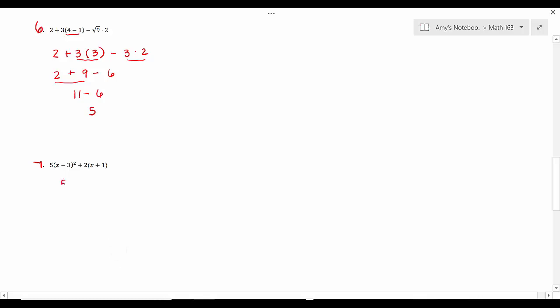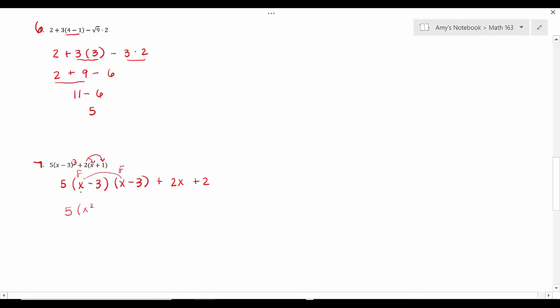Moving on and looking at number 7, we have a 2 here on the outside of the parenthesis, so we need to expand this x minus 3 out. You're going to also need to distribute here. 2 times x, 2 times 1. We need to continue. FOIL here. X times x is x squared. That's the first term in this parenthesis and the first term in this parenthesis.